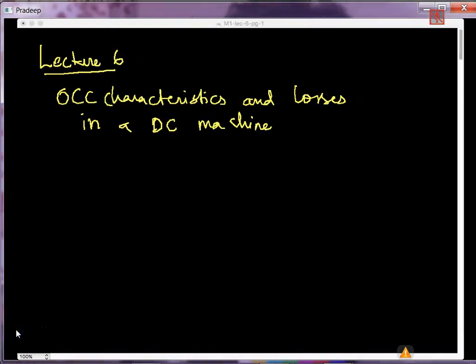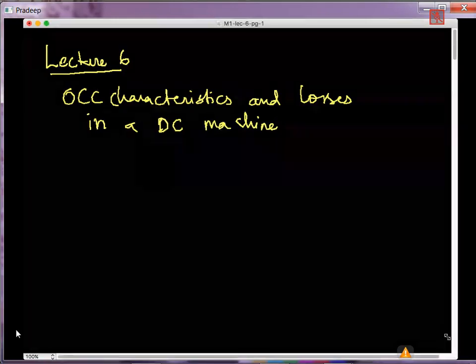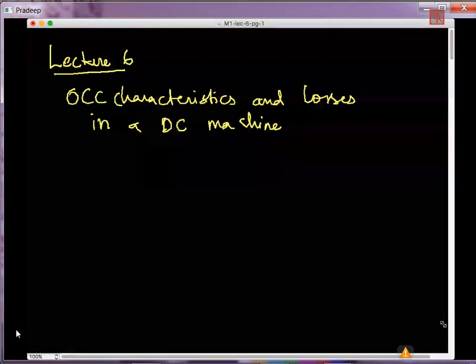Into today's lecture, I'm going to talk about what is known as the OCC characteristics of a DC generator. OCC is the open circuit characteristic. In open circuit characteristics, what exactly you do is something like this. Let me draw it and show you.